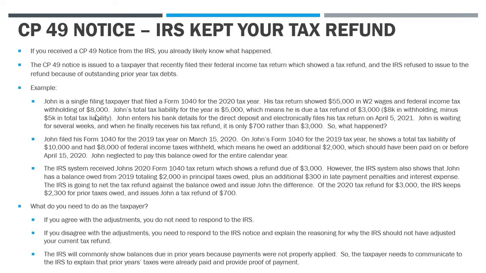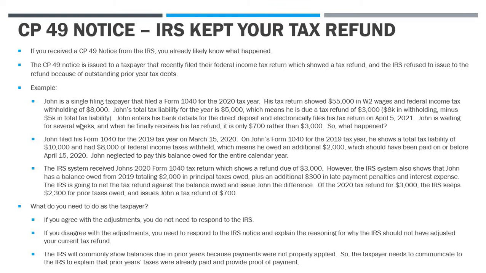So if we look at an example here for John, it'll better illustrate this issue. John is a single filing taxpayer, and he filed a 1040 for the 2020 tax year. He had wages of $55K, federal withholding of $8,000, but his total taxes for the year, based on his marginal rate, are going to be $5,000. So he's due a tax refund of $3,000, right? And that's the $8,000 withholding minus his actual liability. So he's supposed to get $3,000 back, enters his bank details, and electronically files a return.